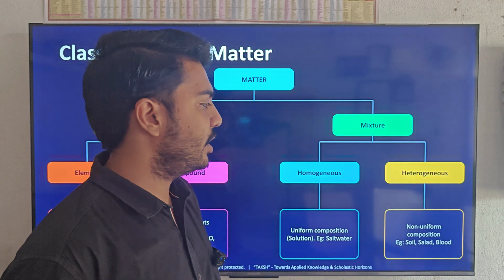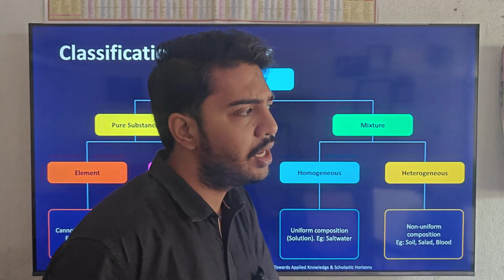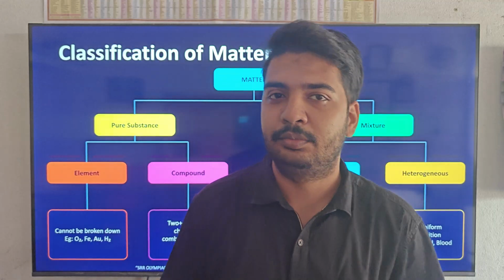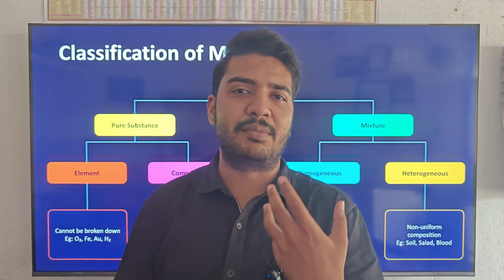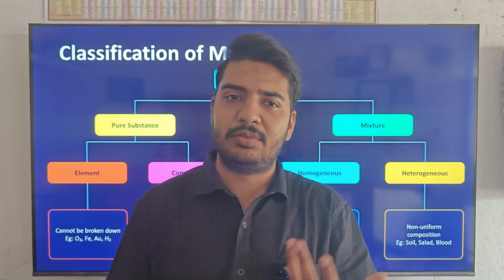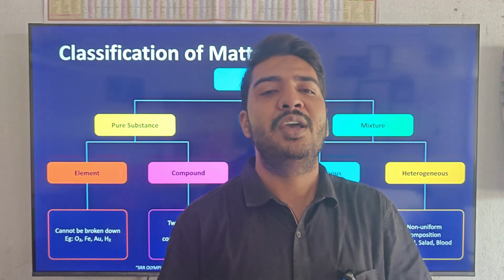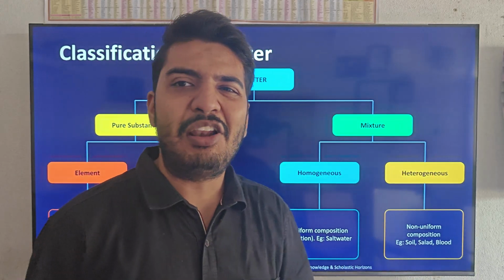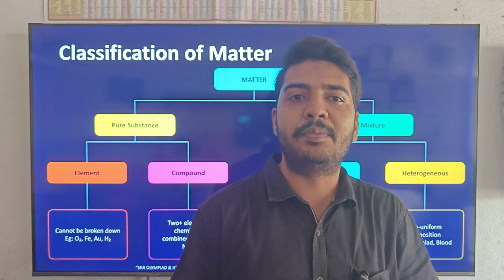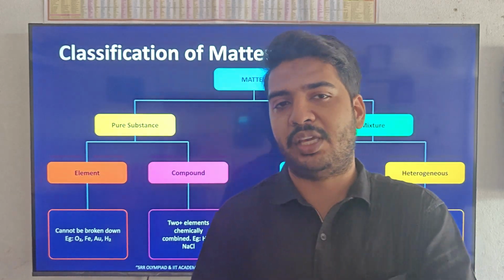That comes under homogeneous. When you go for heterogeneous, non-uniform composition: soil, salad, blood. When you see a vegetable salad, you can see a lot of vegetables, some might be heavy, leafy vegetables might be heavy, and some onions will be heavy, where most of the vegetables will be smaller, like that. And also soil, a lot of iron filings will be there, a lot of pebbles will be there, rocks will be there, and everything will be composed of a non-uniform thing.